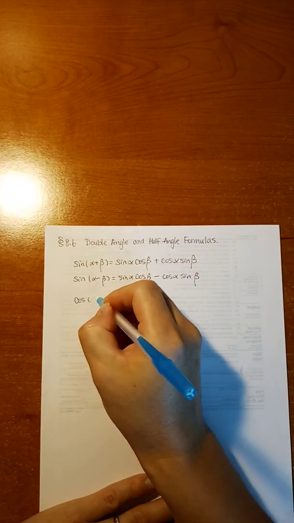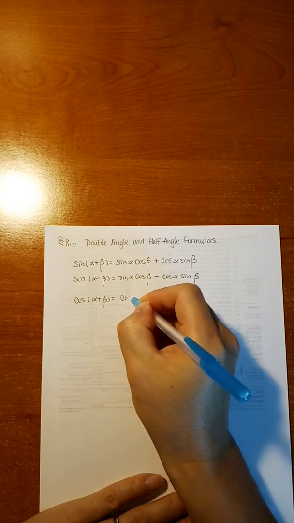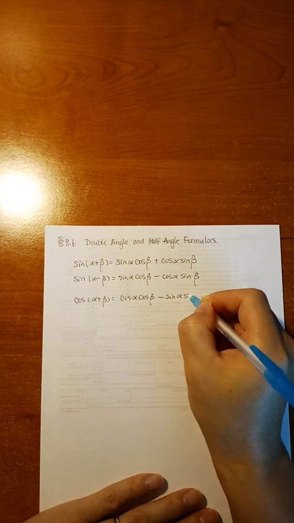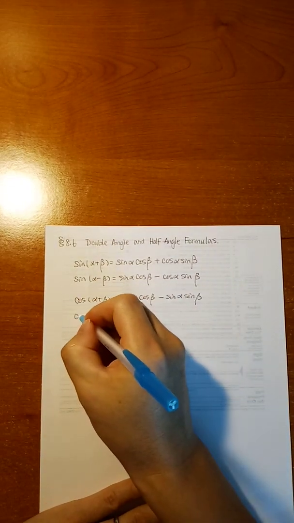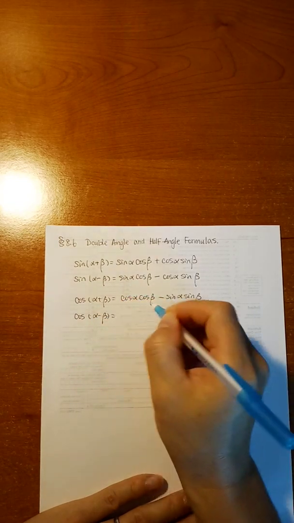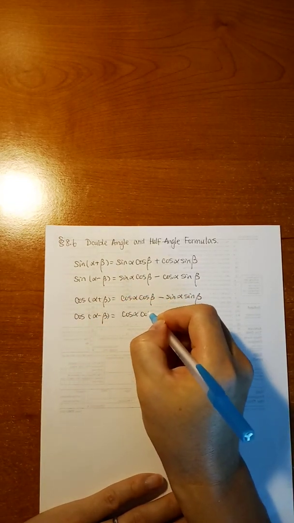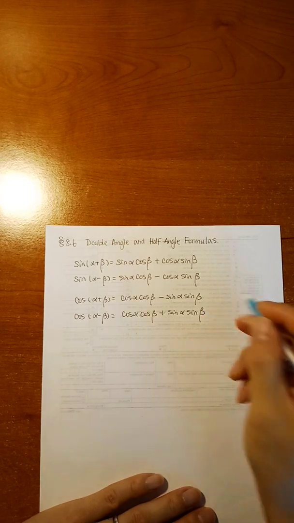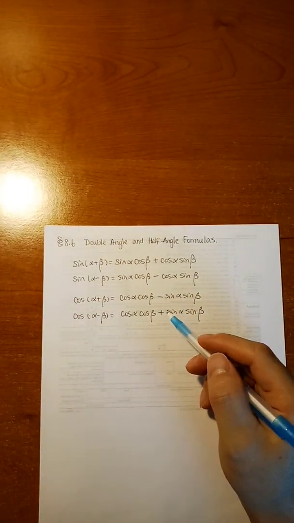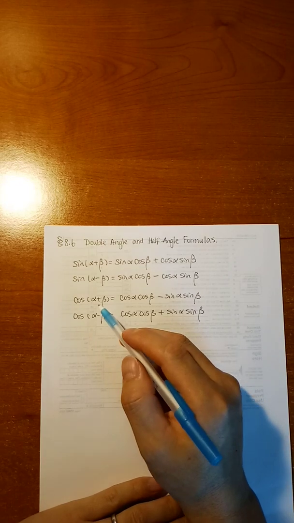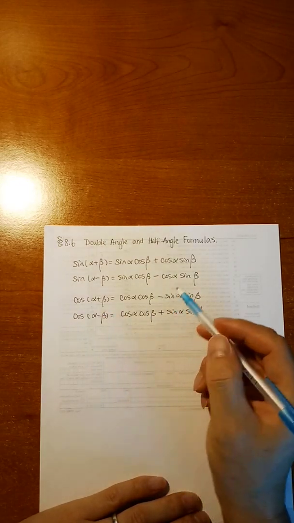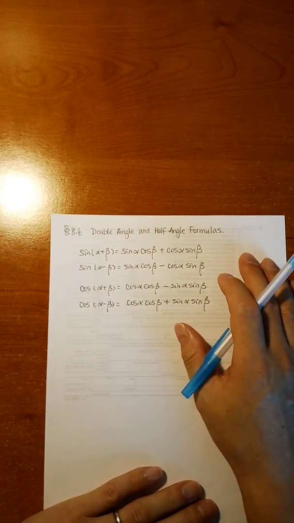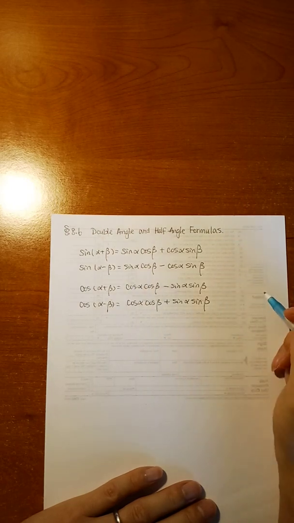Cosine of alpha plus beta is cosine alpha cosine beta minus sine alpha sine beta, and cosine of alpha minus beta is cosine alpha cosine beta plus sine alpha sine beta. Be careful about the signs, okay? Especially for cosine, the sum has a difference, and the difference has a sum. These four formulas are very, very important in trigonometry.